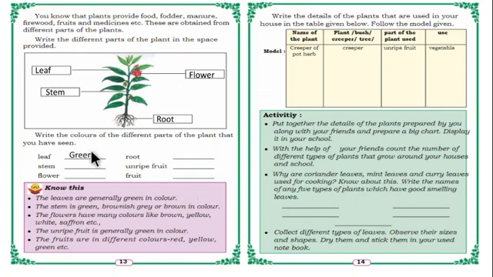And now write the colors of the different parts of the plant that you have seen. So usually all the leaves are in green color. So I have written green. Stem, that also will be green. Flower, so flowers have so many colors, different types of colored flowers we can see. So I wrote red color. Root, usually brown. Unripe fruit, green. Fruit, yellow. So many types, colors, sizes of fruits are there, no? So I wrote yellow.